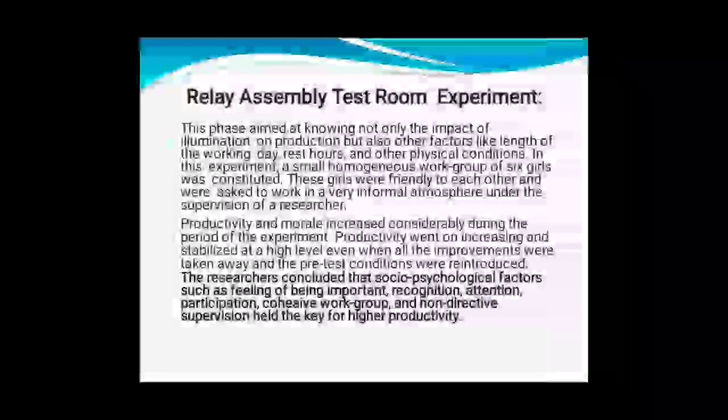Next is the relay assembly test room experiment of Hawthorne. This phase aimed at knowing not only the impact of illumination on production but also other factors like length of working day, rest hours and other physical conditions. In this experiment, a small homogeneous work group of 6 girls was constituted. These girls were friendly to each other and were asked to work in a very informal atmosphere under the supervision of a researcher. Productivity and morale increased considerably during the period of the experiment.